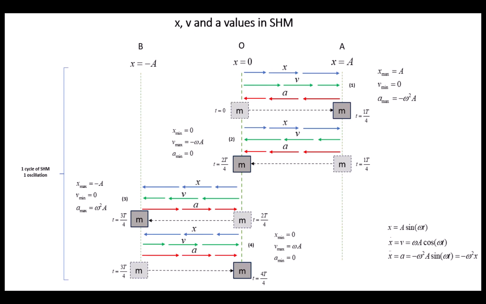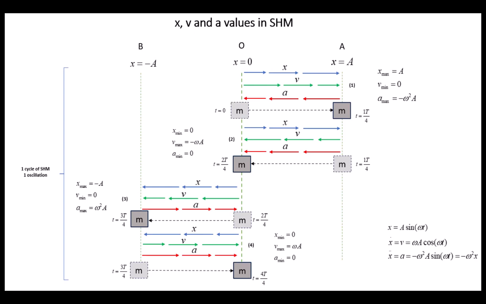Any of them, displacement, velocity, or acceleration, if the arrow is pointing towards the right hand side, that means that physical quantity is positive. And if the arrow on any of these physical quantities is pointing towards the left hand side, that means it is representing negative. So let's start with the first quarter of the motion.